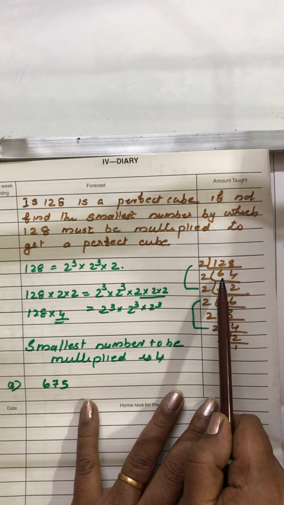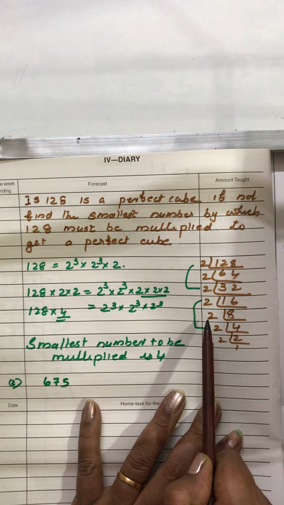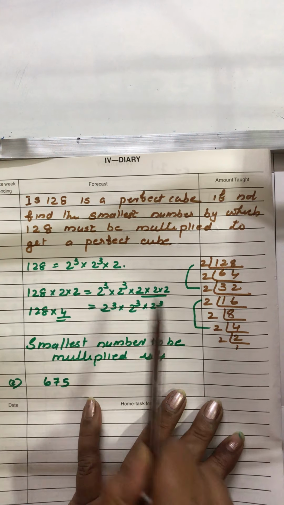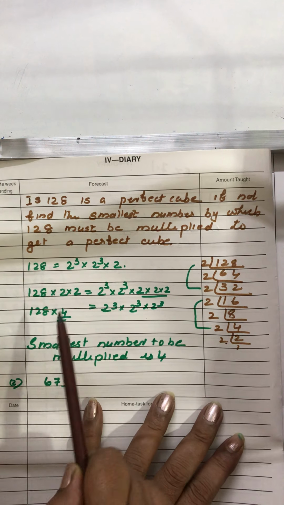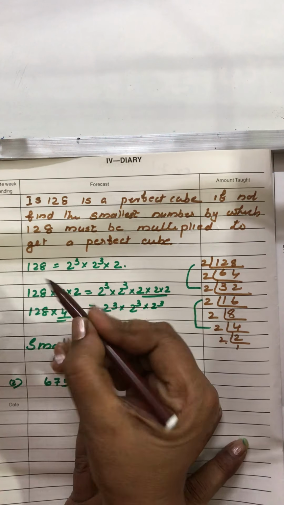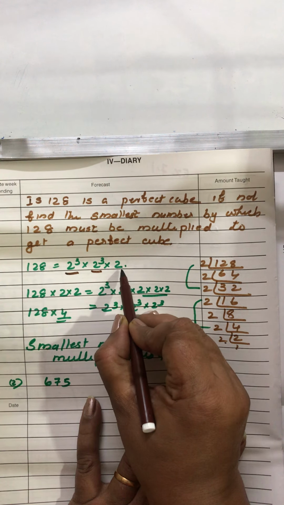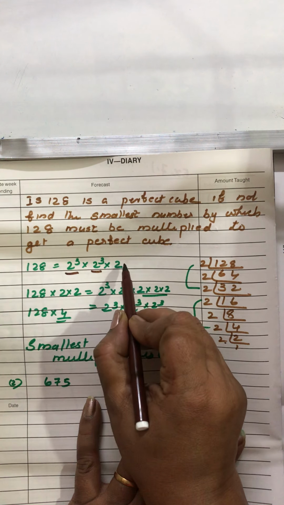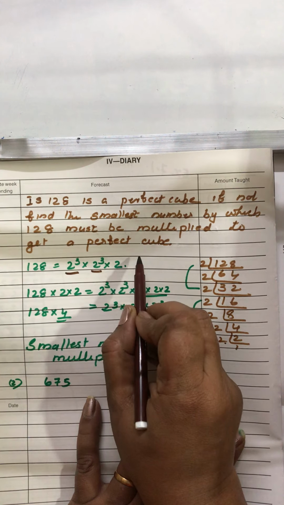So just check. I am going to do it again, the prime factorization. 128 is equal to 2 cube into 2 cube into 2. Sorry, what I said earlier, I think it is 3. No, it is 2 only. So 128 is equal to 2 cube into 2 cube into 2. This is a group of 3, this also a group of 3, but of these 2s, only one 2 exists there. If there were two more 2s, 2 into 2, then it could be a group of 3.